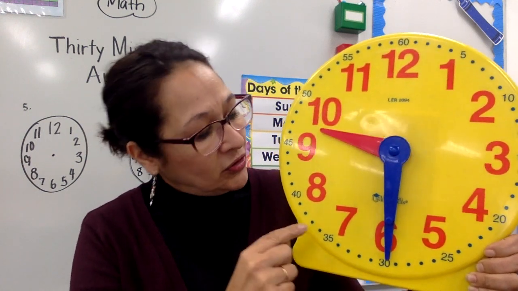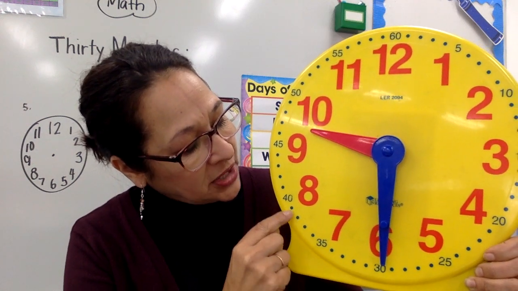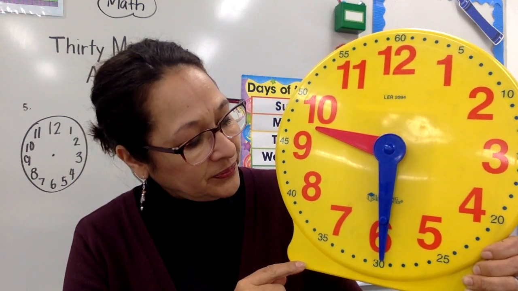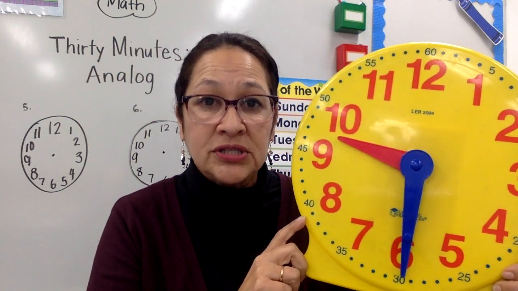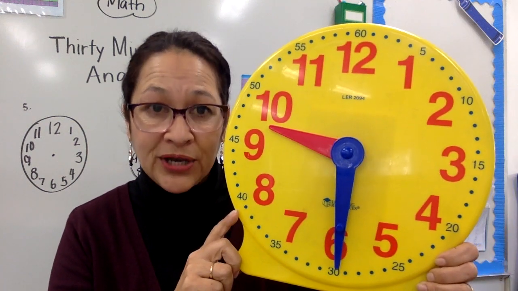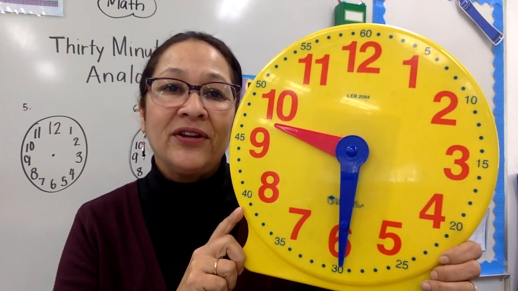9:30 right now. Okay? If you look carefully, each one of these little dots, there's 5 of them. 1, 2, 3, 4, 5. You see that? So you're skip counting. You're using your skip counting knowledge that you already know. All right? Okay, very good.